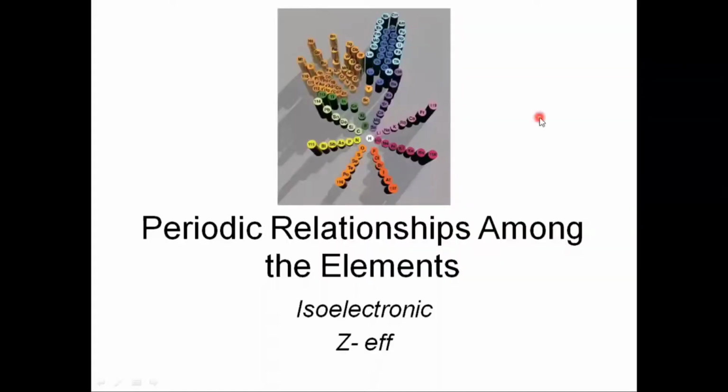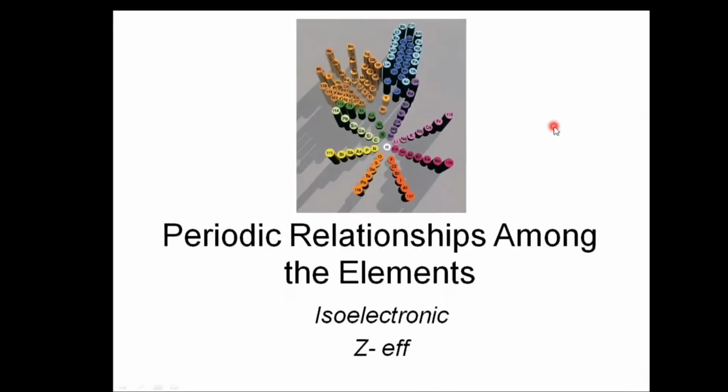Assalamu alaikum. Today we will discuss our new topic, that is periodic relationships among the elements. In this topic we will discuss what isoelectronic species are and what Z effective, the effective nuclear charge, is. This lecture is especially for beginners. So let's move on.